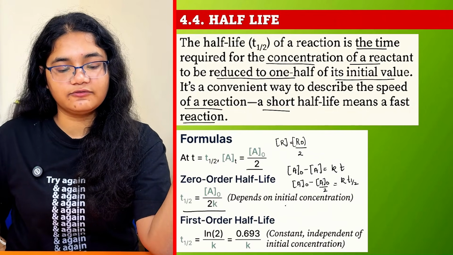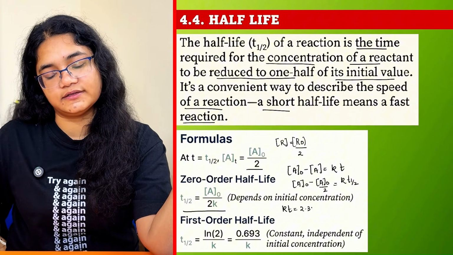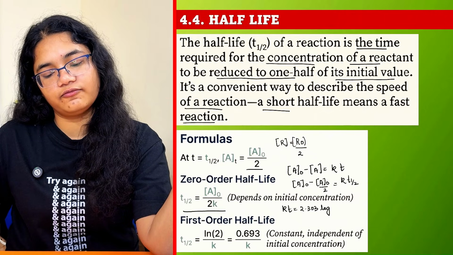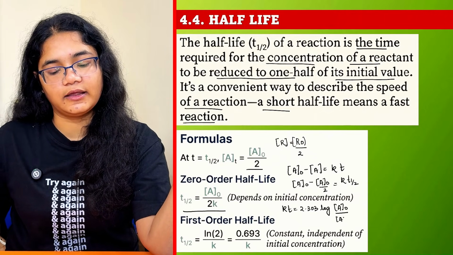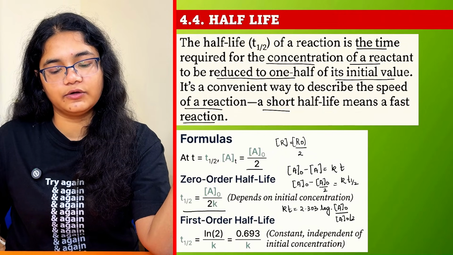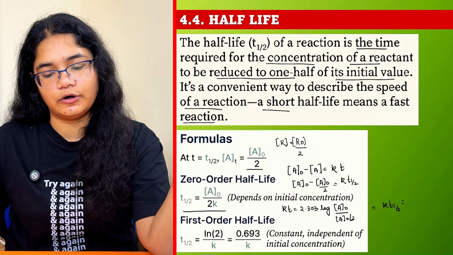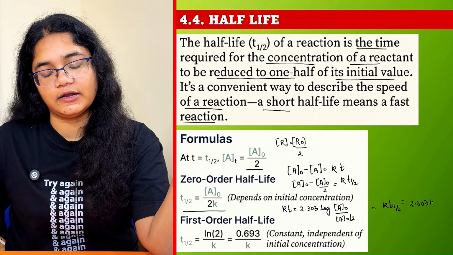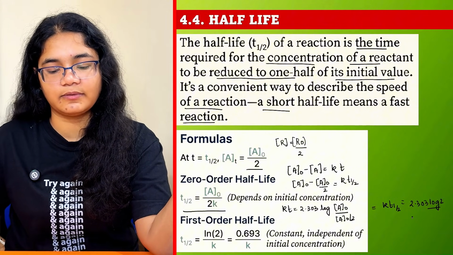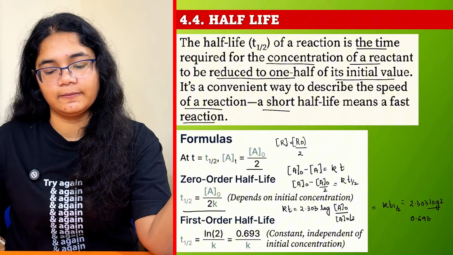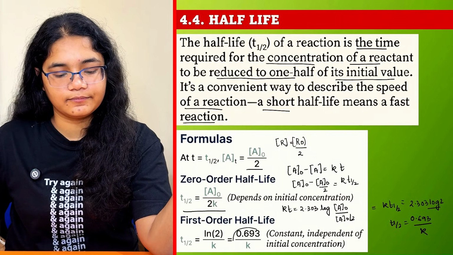Now coming to the next one, for first order reaction, what is the formula? kt is equal to 2.303 log of A0 by A. Again here, what will it be? A is A0 by 2. So 2 will go up, right? So I can write k into t half is equal to 2.303 into log of 2. Now log 2 is 0.301, and if you multiply you will get 0.693. So t half is equal to 0.693 by k.